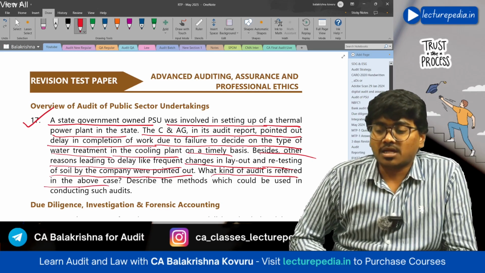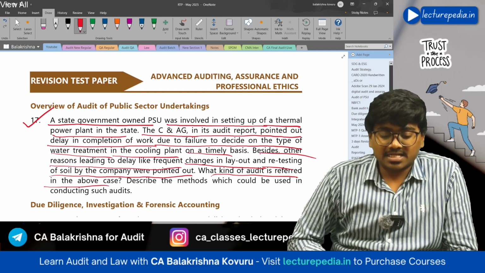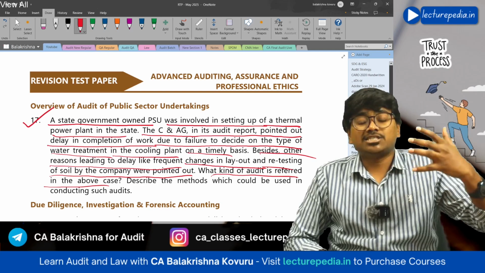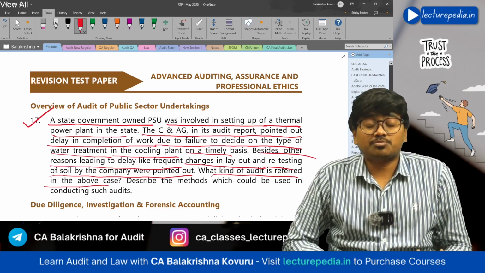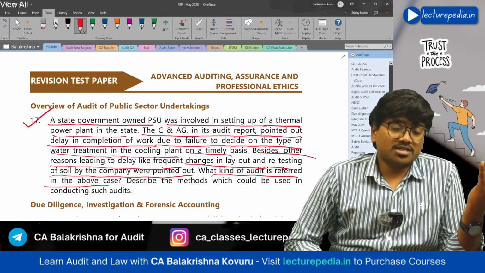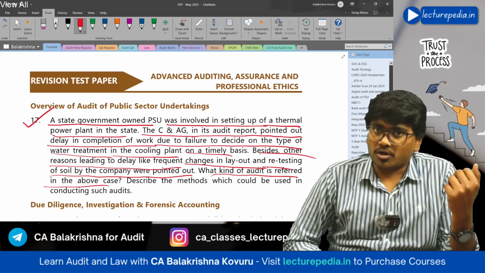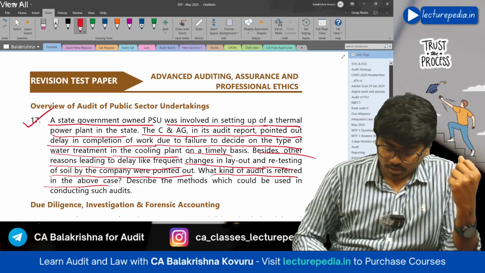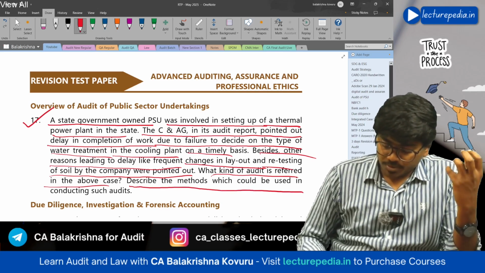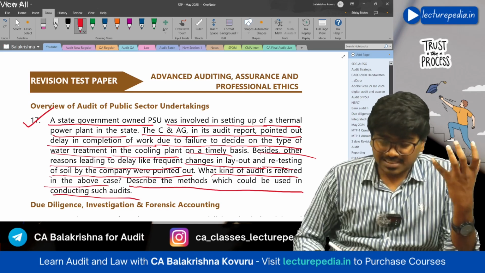Now, if you see in the above case, they are stating that the objective, the goal has not been achieved in a timely manner. That is, they are speaking about the effectiveness of the audit. Effectiveness of the audit will be dealt with in performance audit. So they are speaking about performance audit. Describe the methods which could be used in conducting such an audit.